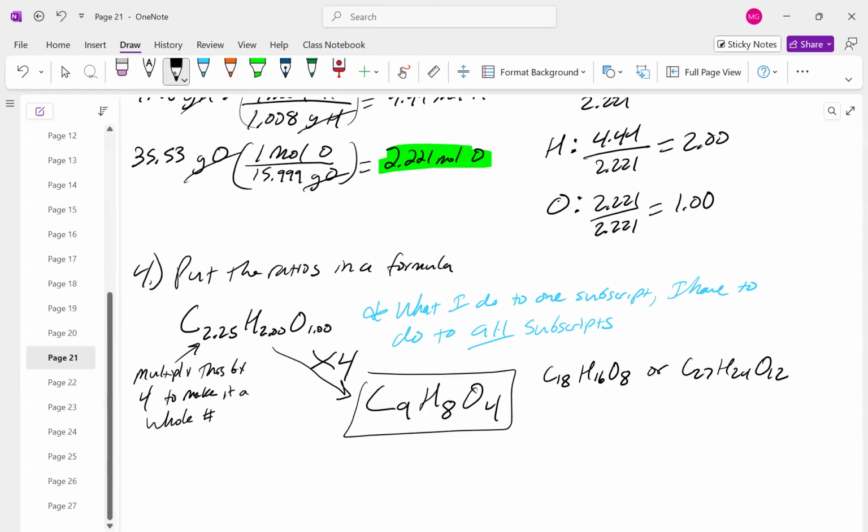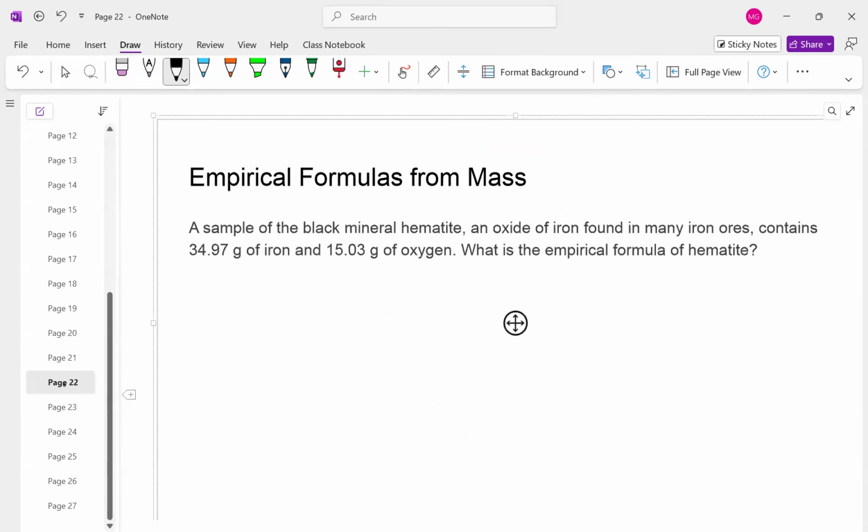In the next lecture, what we're going to talk about is how, once we know the empirical formula, if we know some other information, we can convert that to the molecular formula. So that'll be in the next lecture, but I want to do one more example before I stop this one.